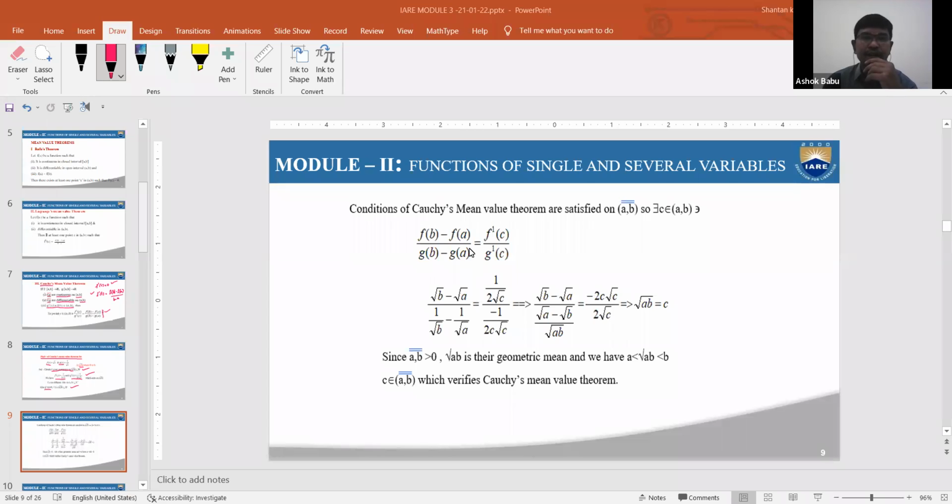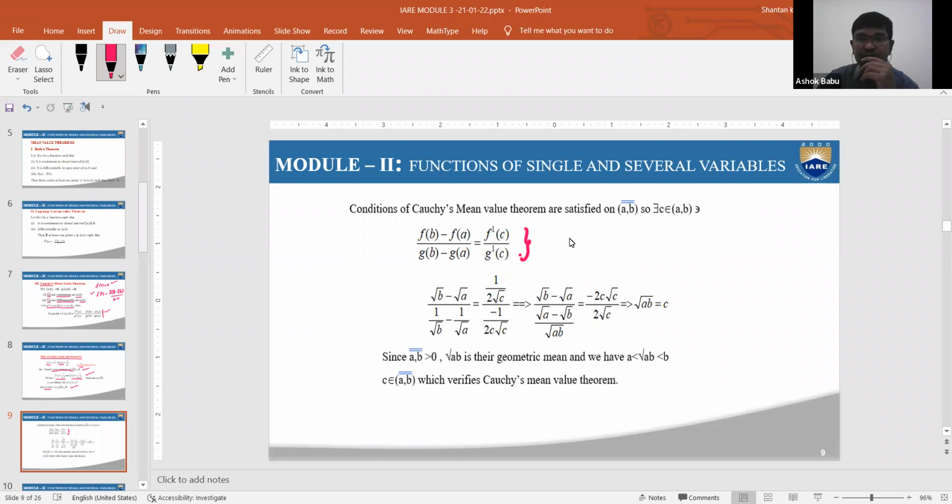Okay, fine. Here, if the three conditions are satisfied, then according to the mean value theorem, we need to check whether it is satisfied or not: c lies in between a comma b, such that f dash of c by g dash of c is equal to f of b minus f of a by g of b minus g of a. Here you need to find f of b, f of a, g of b, g of a, f dash of c, g dash of c. These are the total 6 values required.